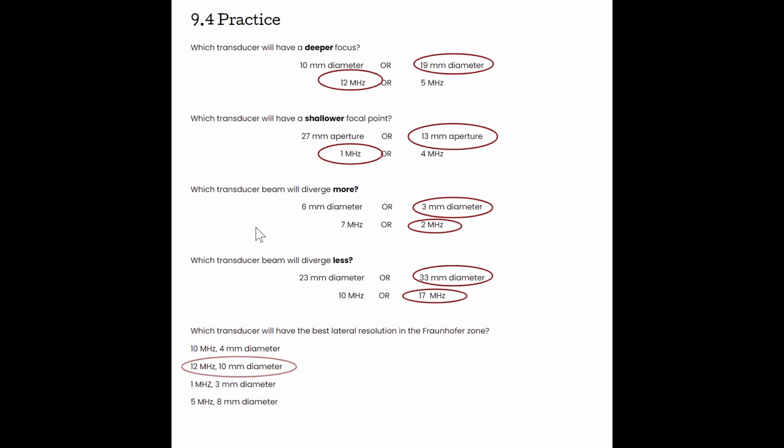So in this example, our 12 megahertz transducer at the 10 millimeter diameter is the best option. It's got the highest frequency out of everything, and it has the largest diameter.